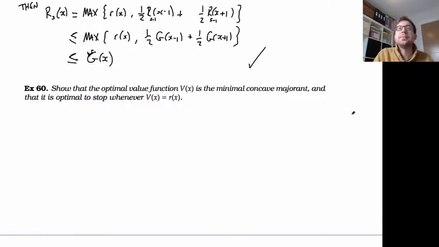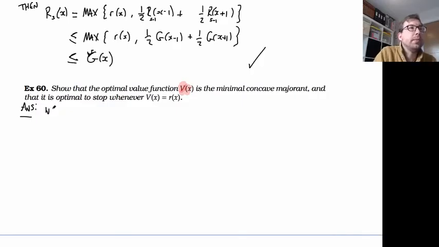Okay, so here the question asks, show that the optimal value function, v of x, I've called it v of x here, I was calling it r before, so slight shift in notation, my apologies, show that this is the minimal concave majorant, and it is optimal to stop whenever that minimal concave majorant equals r of x. Okay, so let's do that. In fact, it's not too hard from this point.